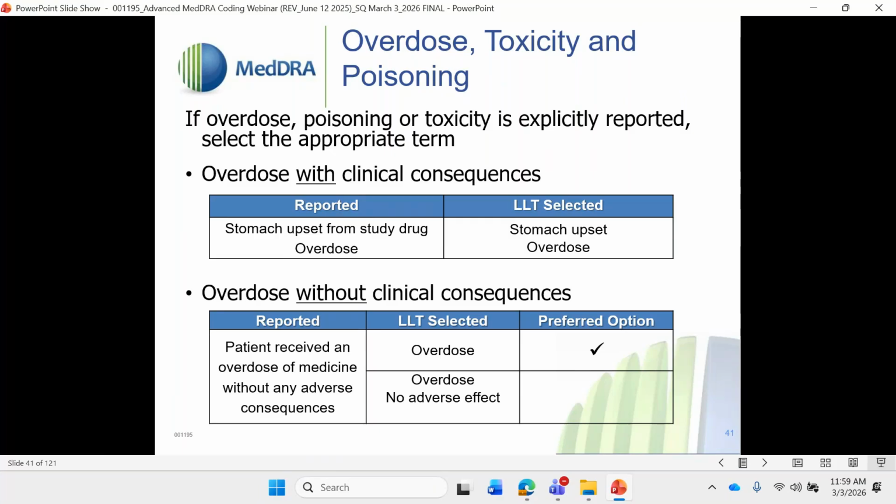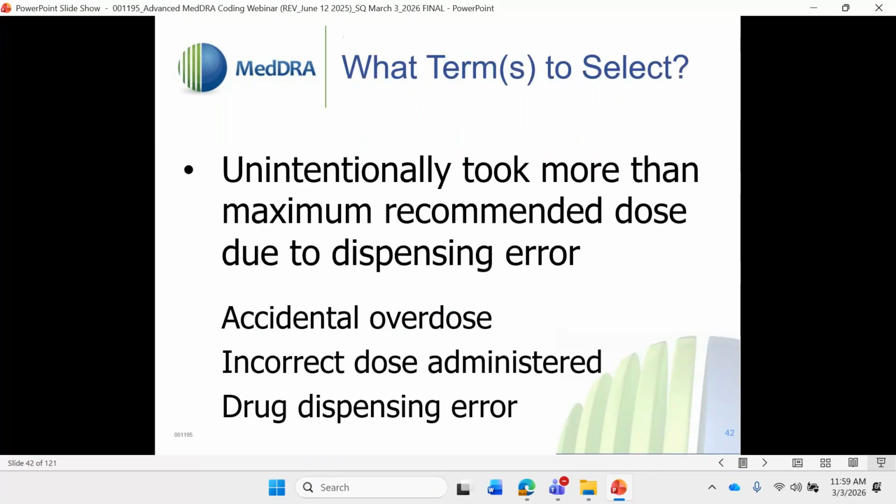Okay. So very important, three concepts: overdose, toxicity, and poisoning. Very important not to code these unless the report explicitly says so. Don't assume. Okay, here we have another example where we're saying unintentionally took more than the maximum recommended dose due to dispensing error.